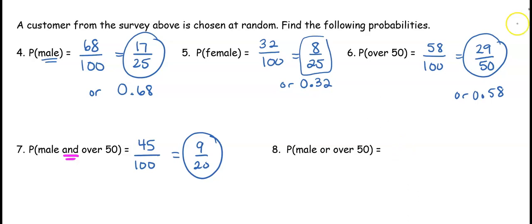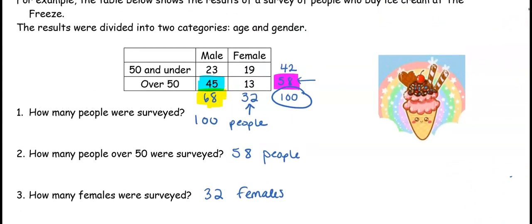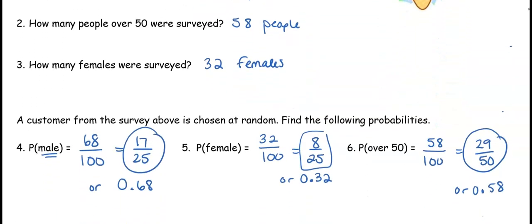So now I go back to my two-way table. This is where I'm going to find all of that really important information. So it's all males: males 50 and under, males 50 and over. But it's also anyone over 50, so it's also including the females that were over 50. I need to include anyone male or over. So that's the big difference between and, or. I'm going to add up all three of those categories.